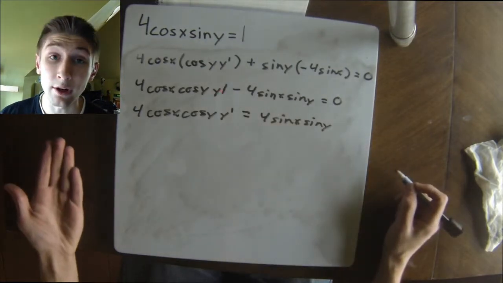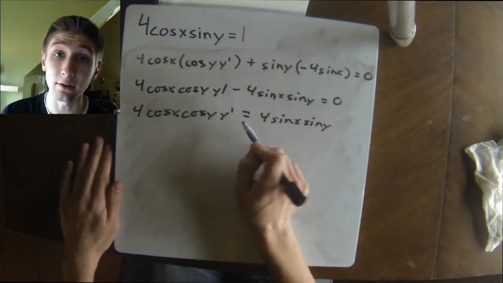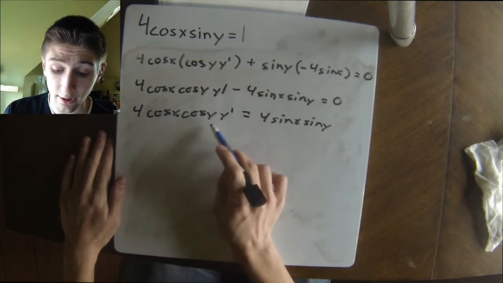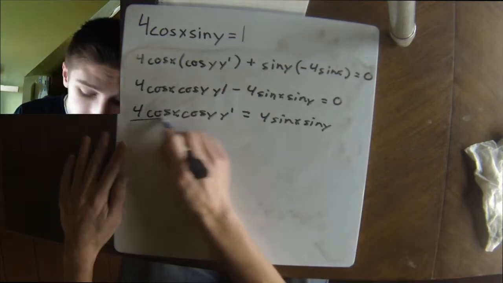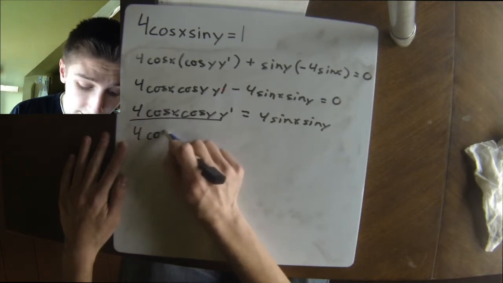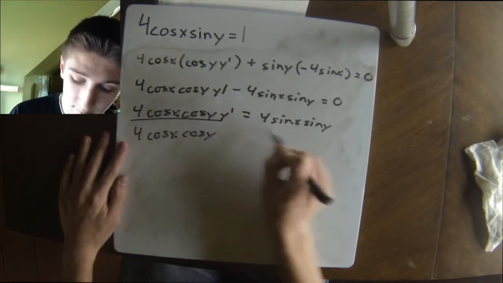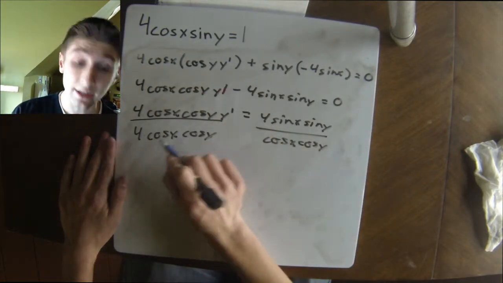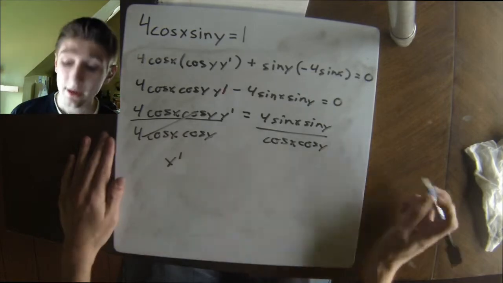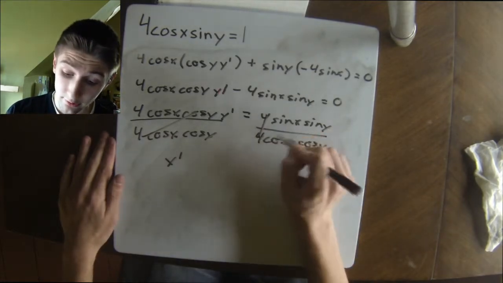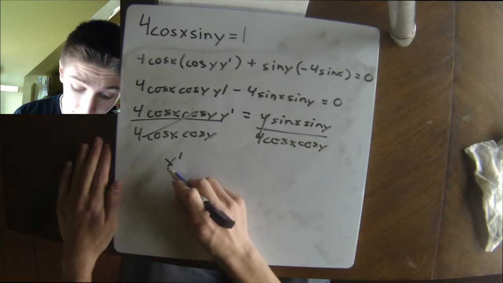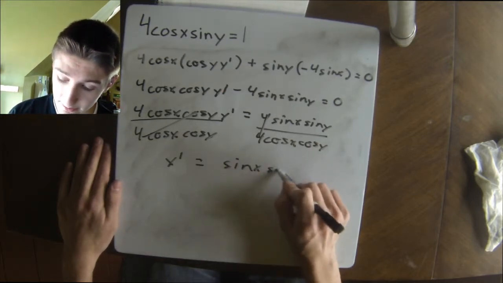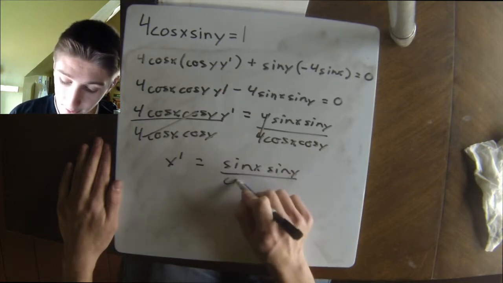So now what we want to do is get y prime by itself. So we're going to divide 4 cosine x cosine y onto the other side. So I'm going to divide by this. This cancels out. The 4's on this side cancel out, so you essentially get y prime equals sine x sine y over cosine x cosine y.